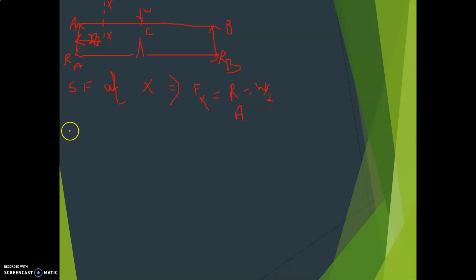Now find it at different points. The first point is at A, where X is equal to 0. There is no X term, so it remains the same. At A it is W divided by 2. At X we already calculated W divided by 2. At C it is again W divided by 2, and the load is on the left side downward, so that is minus W. So W divided by 2 minus W is equal to minus W divided by 2. That is the shear force for portion AC.